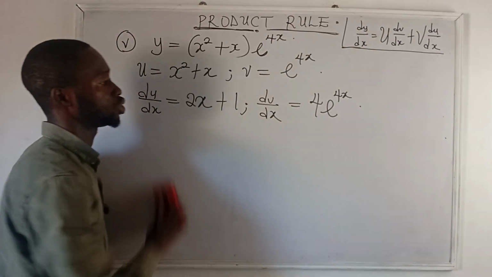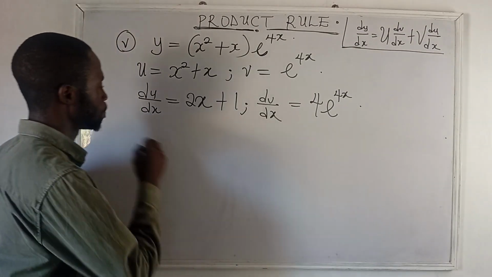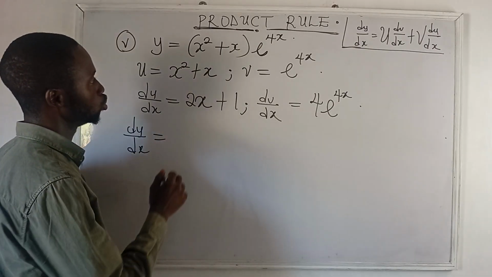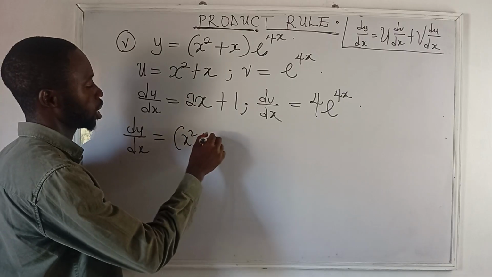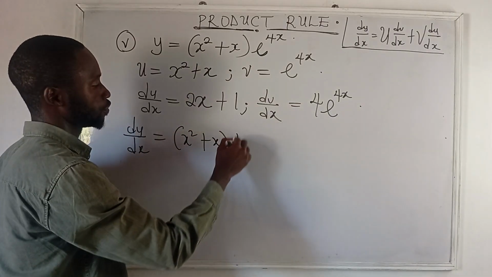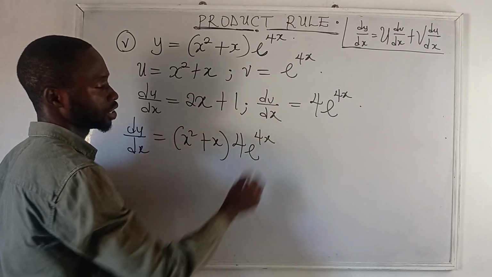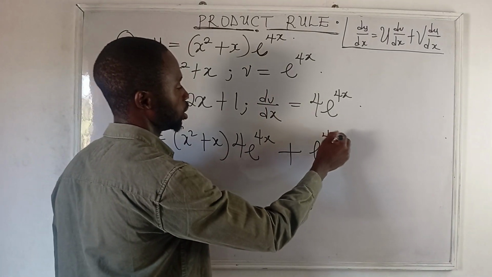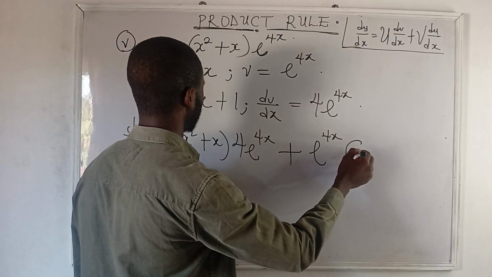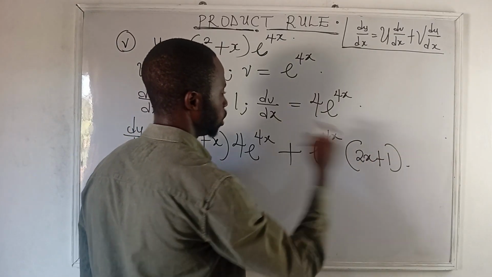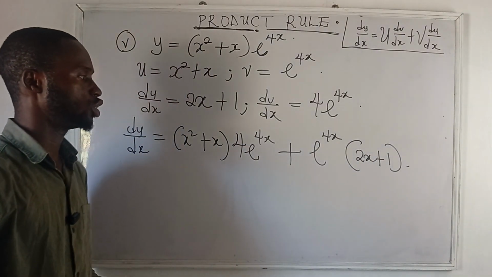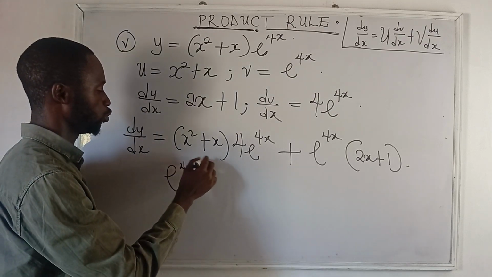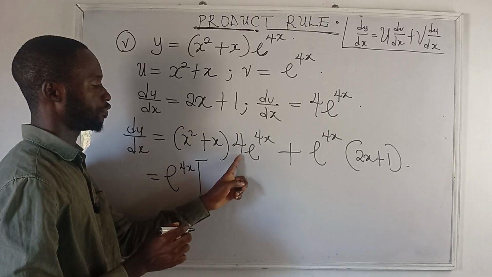So let's introduce our values into our formula. So the dy over dx will give us what? Our u is this, x squared plus x. The dv dx is this, 4e raised to the power of 4x. And then plus v, our v is e raised to the power of 4x. Then the du dx is 2x plus 1. If we observe, e raised to the power of 4x is common, we could factorize. So e raised to the power of 4x, if we remove that outside, then we'll have 4 times this left.